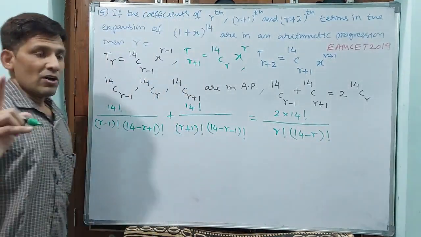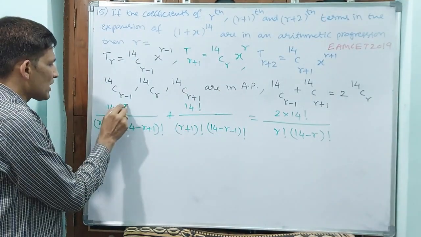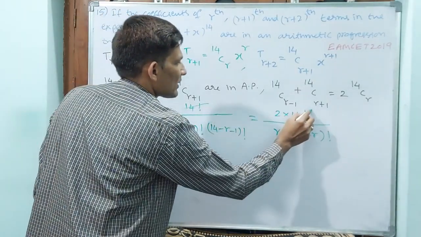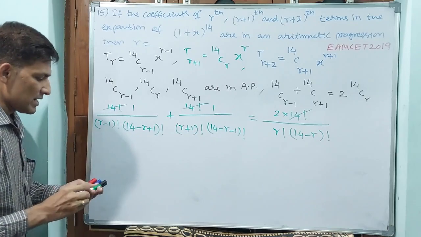Now see, step by step we will cancel out. If you are not able to understand, 14 factorial, can I cancel out 14 factorial, 14 factorial? That means here 2 will be there, here 1 will be there. That means 1 and 1 will be there. Okay? That is one thing.